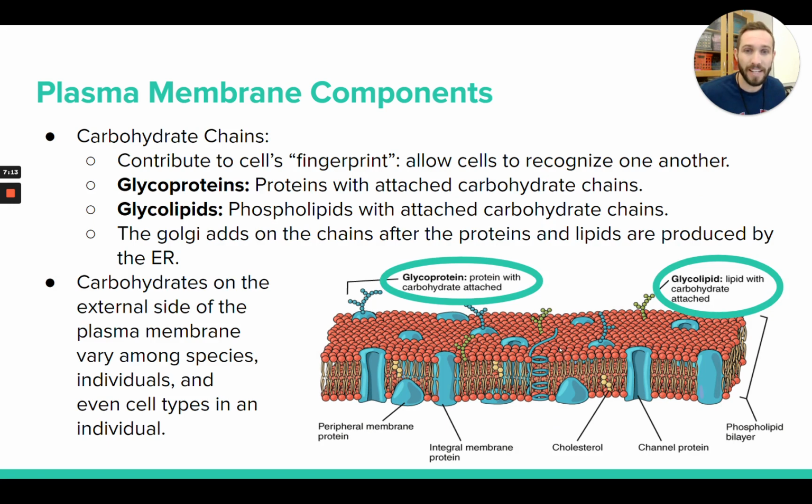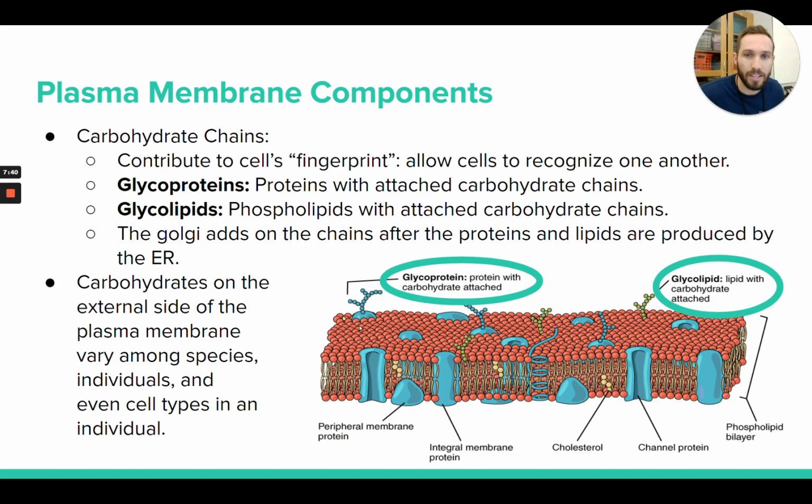And then another thing you see in this picture is these chains attached to some of these proteins and attached to some of these phospholipids. If you look at these blue guys right here attached to the protein, or these green things right here attached to some of the lipids, these are actually carbohydrate chains. These are chains of sugars, chains of monosaccharides, that these short chains are attached to some of these proteins and some of these lipids.